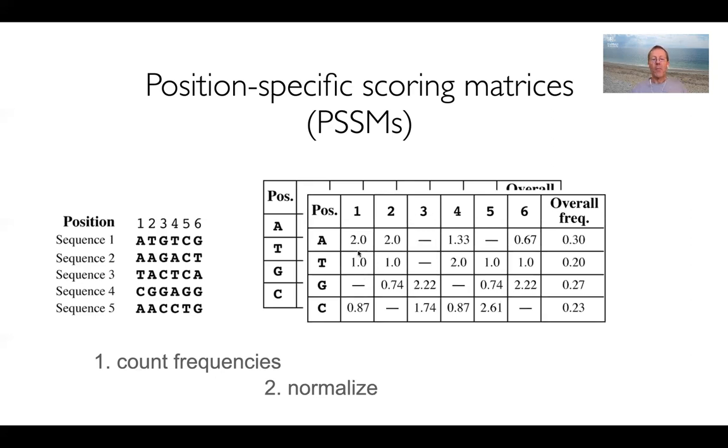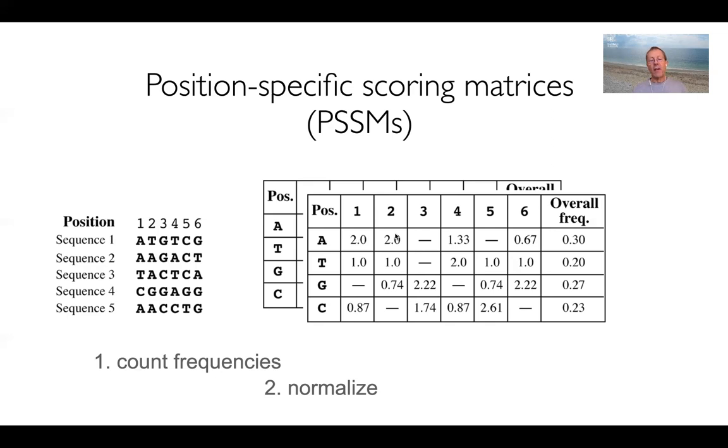Any value above 1 means that this position is enriched for that particular base, and anything below 1 means that the incidence is reduced compared to the expectation from the overall frequencies. Okay. So you see A is highly preferred in these 2 positions, for instance.